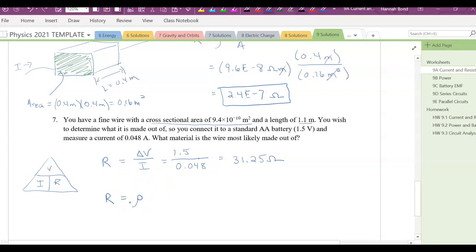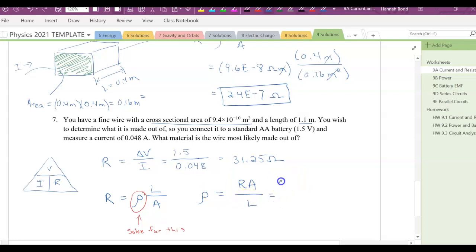And then I also know that the resistance depends on the material and the geometry, so it equals the rho of the material times the length of the wire divided by the cross-sectional area of the wire. The thing that I'm trying to do, I'm trying to solve for this. The rho will tell me what material it's made out of. Okay, so let me solve for rho. I'm going to get it by itself. It's going to equal the resistance times the area divided by the length.